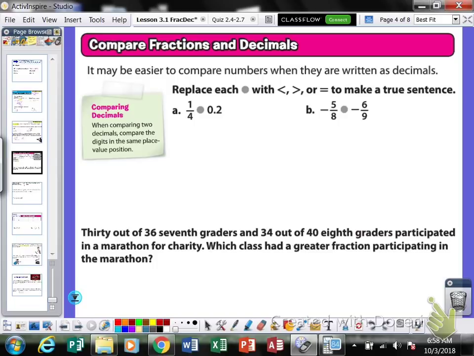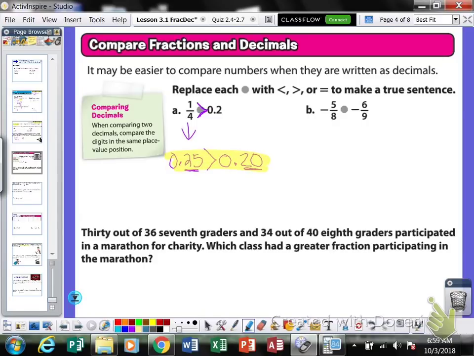All right, comparing fractions. It may be easier to compare numbers when they are written as decimals. So what we can do is we can think of these as decimals. So 1/4 is the same. Now this one should be an easy conversion. 1/4 is the same as 0.25, and then we have 0.2. What is 0.25 compared to 0.2? I could add a 0 so that they have the same number of place values, and I notice that they are greater. So therefore 1/4 is greater. But, ladies and gentlemen, I need to show this work to prove that it is greater.